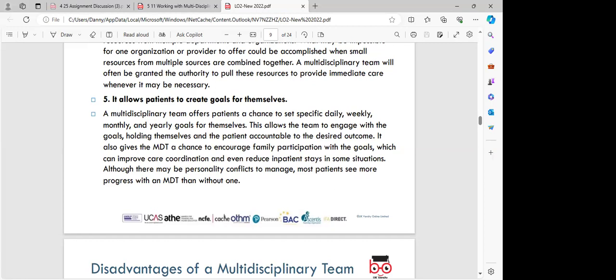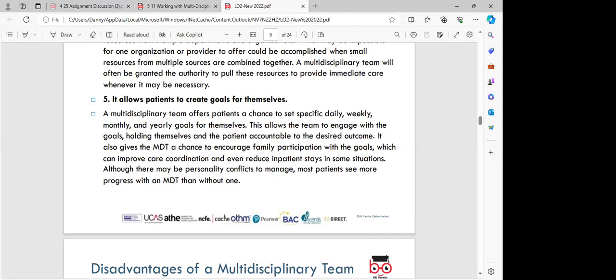So let's read something. It says it allows the team to engage with the goals, holding themselves and the patient accountable to the desired outcome. It also gives the MDT a chance to encourage family participation with the goals, which can improve care coordination, even reduce inpatient stays in some situations. Although there may be personality conflict to manage, most patients see more progress with MDT than without one. I think it makes sense.